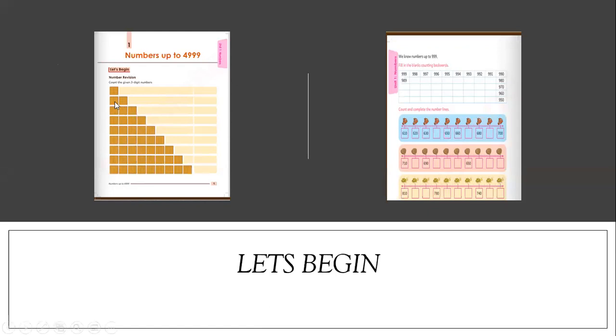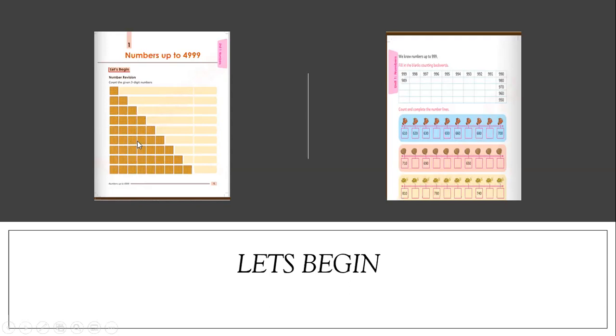So how can you count the 3-digit numbers here, in this picture? Yes. So this is Dini's block, right? So how many hundreds does it have? 100. How many hundreds does the second one have? 2 hundreds. How many hundreds does the third one have? 3 hundreds. How many does it have? 1, 2, 3, 4. 400. How many does it have? 1, 2, 3, 4, 5. 5 hundreds.